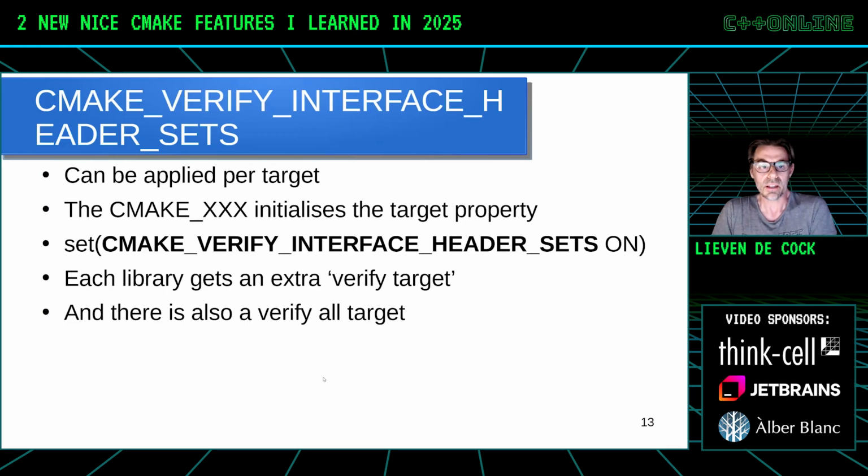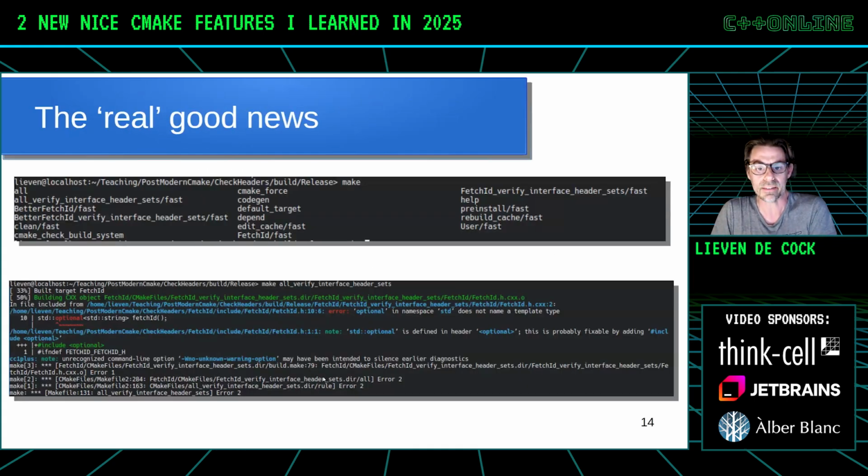Now, there is a new feature, CMake Verify Interface Header Sets. It is a target property that can be applied on individual targets, or you can also set a CMake underscore XX version of that variable, and then by default, it applies to all targets. As a result of that, each library, which was a target in CMake by itself, gets an extra verify target, and there is also a verify all target. So let's look at the tab completion.